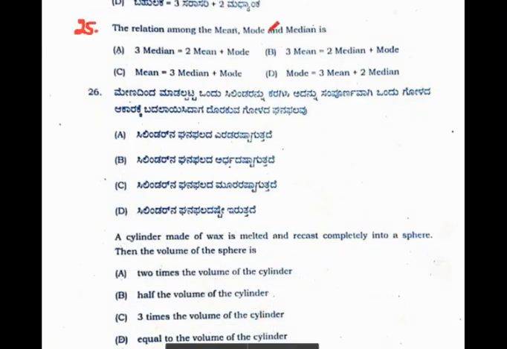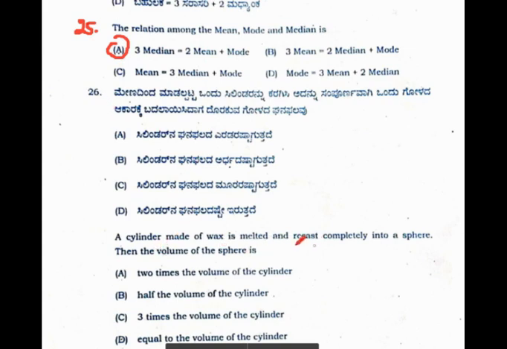25th question. The relation among the mean, mode and median is. Correct option is A. 3 median is equal to 2 mean plus mode, or mode is equal to 3 median minus 2 mean. So correct option for 25th question is A. Moving on to 26th question.